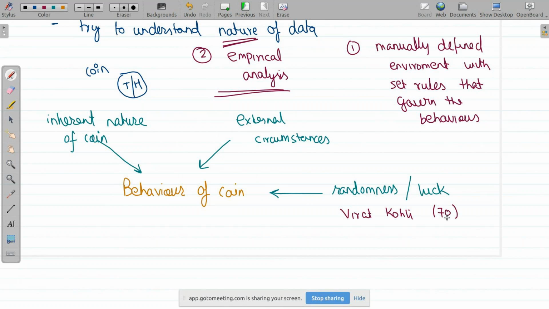So when you say the average is 70, what is it that you are trying to say? On average, you can expect this guy to hit 70 runs. So you are ensured that if Virat Kohli is in my team roster, 70 runs will come. But there is still an element of randomness, an element of luck. In spite of him consistently performing well, you cannot rule out the possibility of him getting out on a duck.